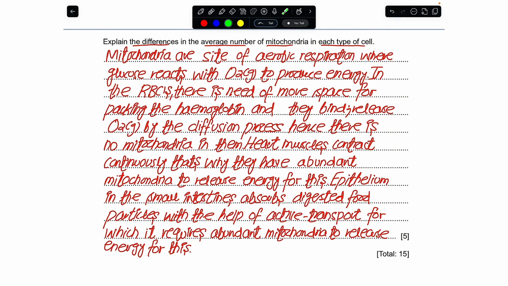And the heart muscles, since they contract continuously, need to have abundant mitochondria to release energy for this. The epithelium in the small intestine, since they absorb the digested food particles with the help of active transport, and for that purpose abundant mitochondria have to be available, so they release energy for the active transport process to be occurring.